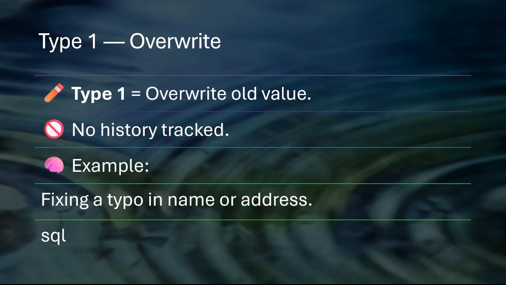Now we'll go into type 1. Type 1 is overwrite. We overwrite the old value, so in type 1 no history is tracked. For example, if your name is John and you have entered it as JHON, we will overwrite this and replace it with the correct name. So that's type 1. It's simply an overwrite operation on that particular value.